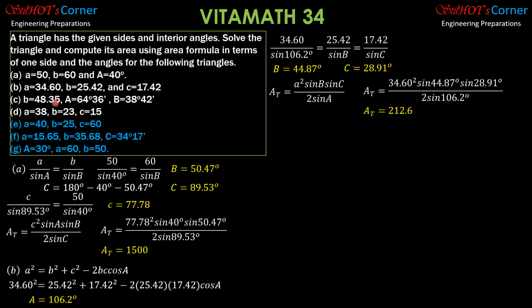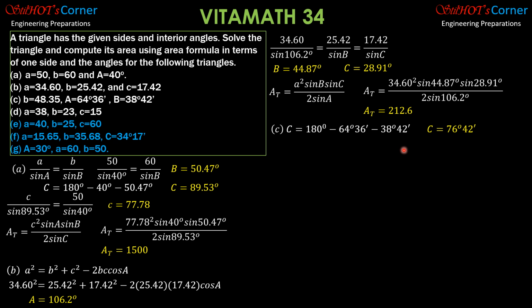Then for part C, B is given as 48.35, and it is opposite to this acute angle. A is 64 degrees 36 minutes, which is acute. So C can be computed, which is also acute. So the law of sines is safe in solving for this triangle. So C is 180 degrees minus 64 degrees 36 minutes minus 38 degrees 42 minutes. So angle C is equal to 76 degrees 42 minutes.